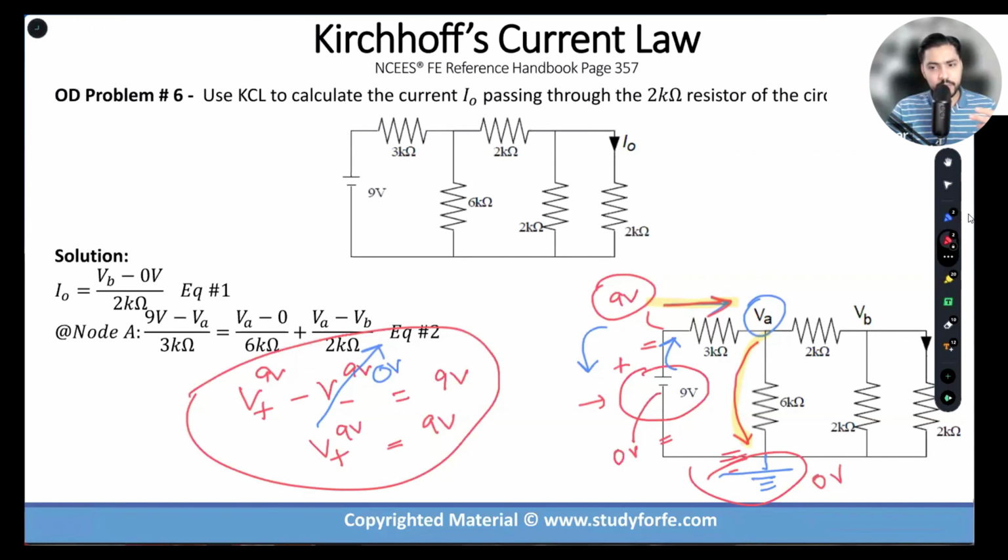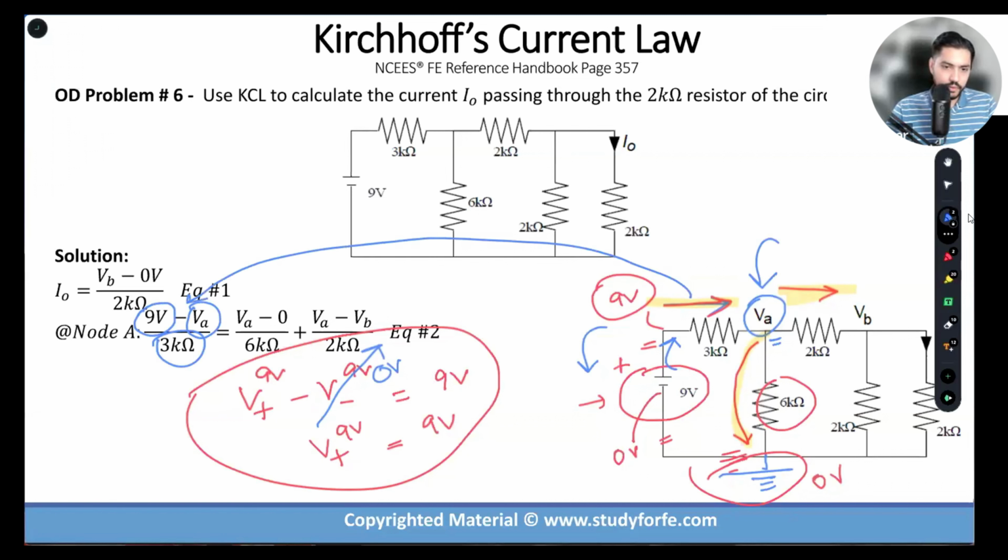And then the current that gets pumped in by the 9-volt source, some of it goes through the 6K resistor. Is it reasonable to assume that the remainder will go through the 2K resistor? Correct? So now, if we are sitting, standing, and observing at node A, can we write this equation that the current coming from 9 volt to the VA divided by 3K, and that's basically this current. Is it making sense? Can you guys relate to this equation? Understand this equation? Any doubt, any challenge?